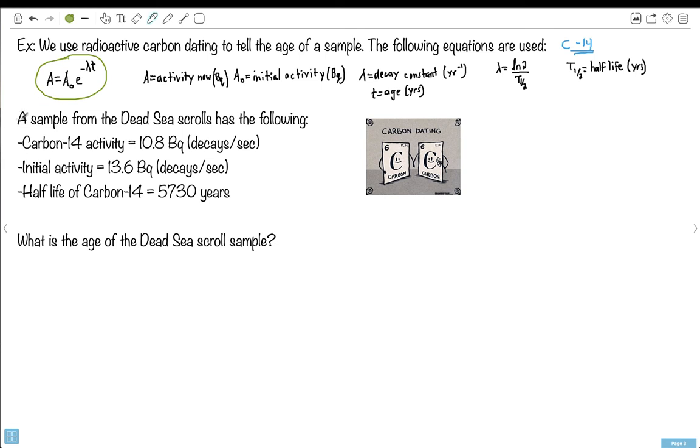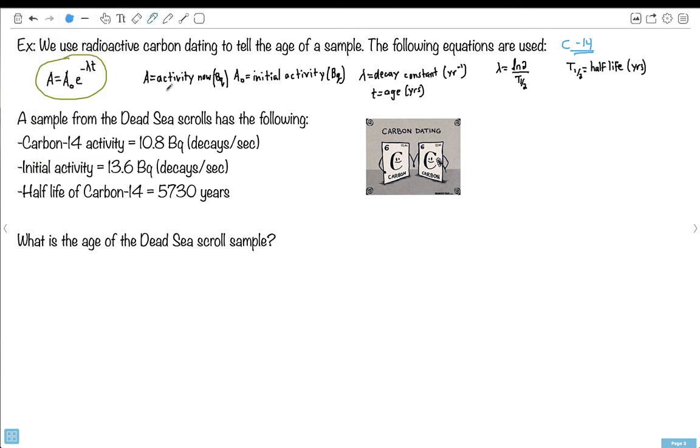It's a real-life example, actually. This is really cool. So we have a sample from the Dead Sea Scrolls and it has the following. The carbon-14 activity is 10.8 becquerels. Initial activity was 13.6. That's like when it was made. Now it's got this activity. And the half-life of carbon-14 is 5730 years. What's the age of the Dead Sea Scrolls sample? I think it's kind of a cool example.